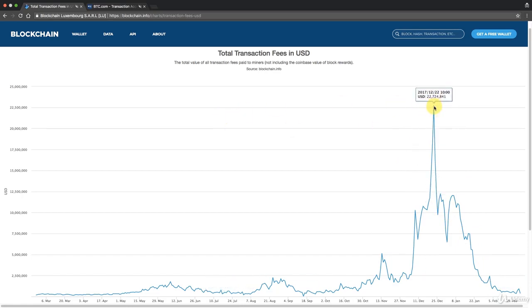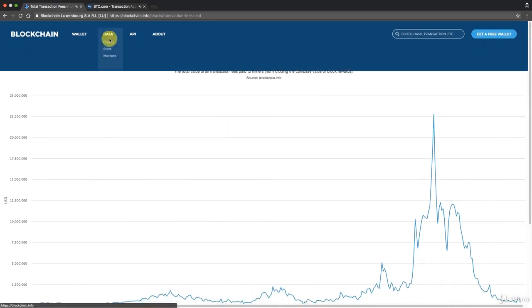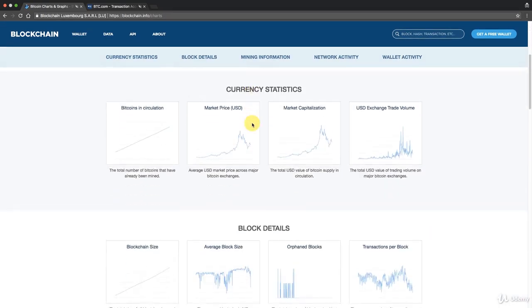So, you know, if you convert this back to Bitcoin, it won't be as chaotic. It will be more stable. So that's another thing to keep in mind. So there we go, those are the stats.